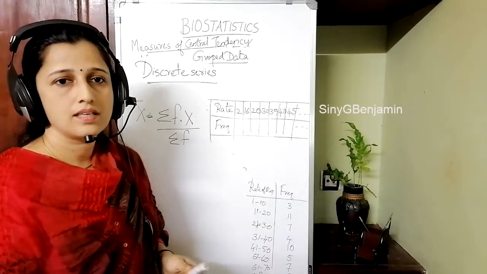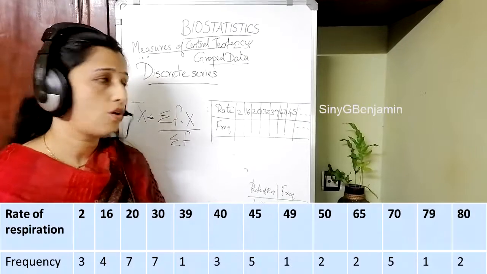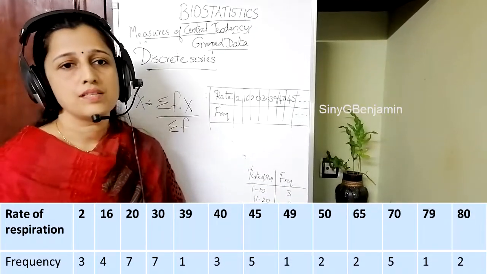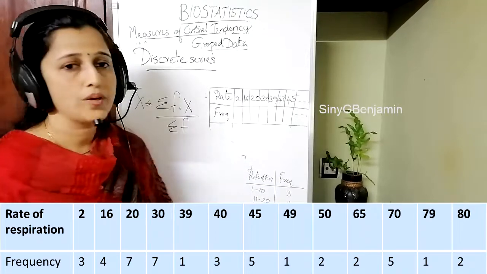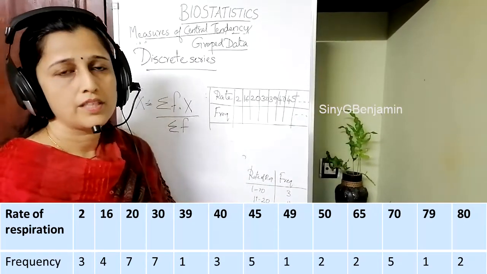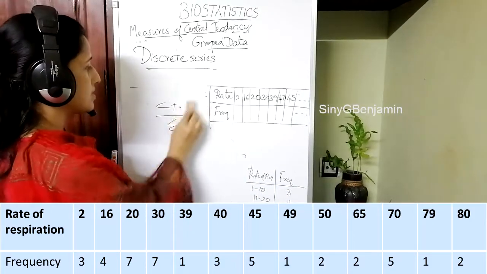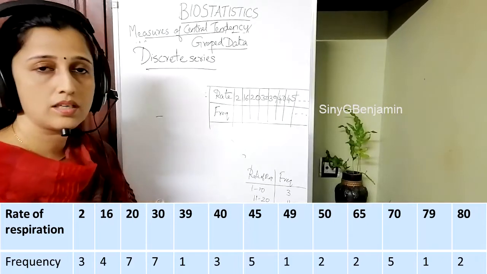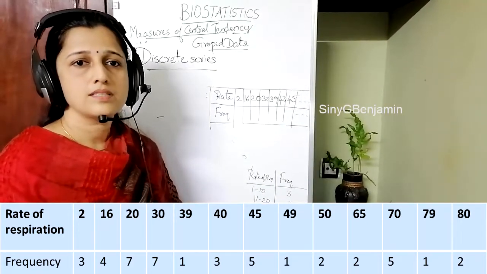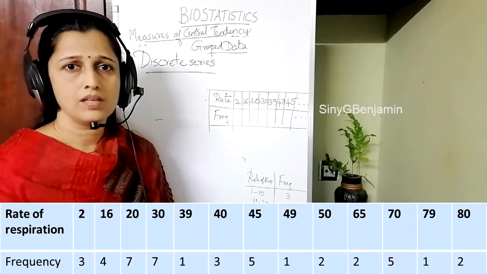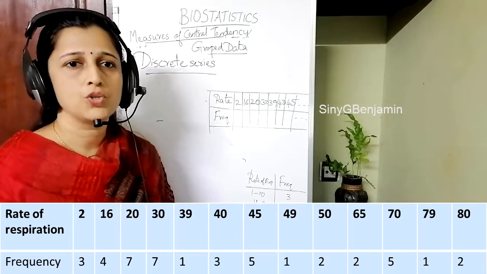And now let's see an example. The example given here is the rate of respiration of 43 fishes and their respective frequencies in the table as follows. Let's see how we find the arithmetic mean. This is the table. You can see here you have the rate of respiration and the frequency in tabular form. The first step is to make a table with variable, frequency and frequency into that variable.